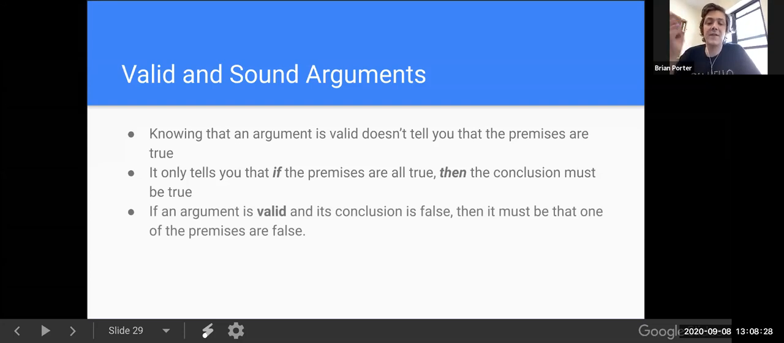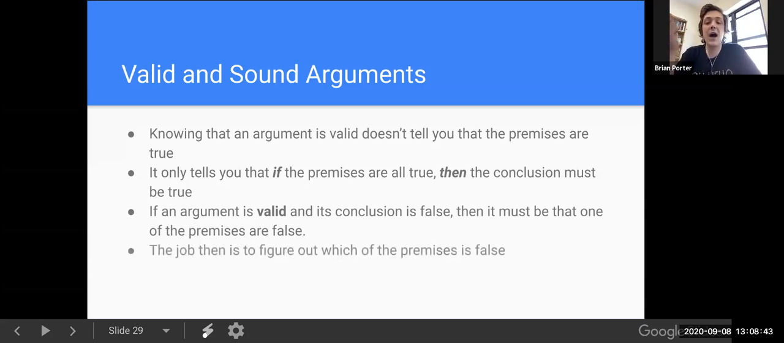So if the argument's valid and its conclusion is false, if the conclusion's obviously false, like that Richard Nixon was blue or that cows lay eggs, then one of the premises must be false, assuming the argument's valid. The job is then to figure out which of the premises is false. If you know the conclusion's false and the argument's valid, then you need to figure out which of the premises is false.